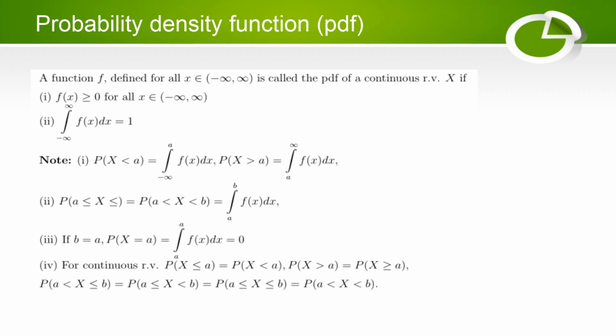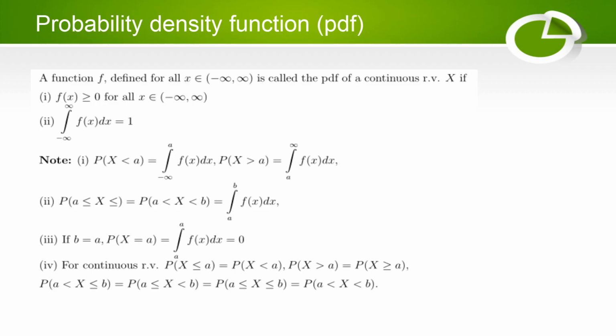Probability density function. A function f, defined for all x belonging to (−infinity, infinity), is called the PDF of a continuous random variable x if (i) f(x) is greater than or equal to 0 for all x belonging to (−infinity, infinity), and (ii) the integral from −infinity to infinity of f(x) dx equals 1. Note: (i) P(X < a) = integral from −infinity to a of f(x) dx, P(X > a) = integral from a to infinity of f(x) dx.